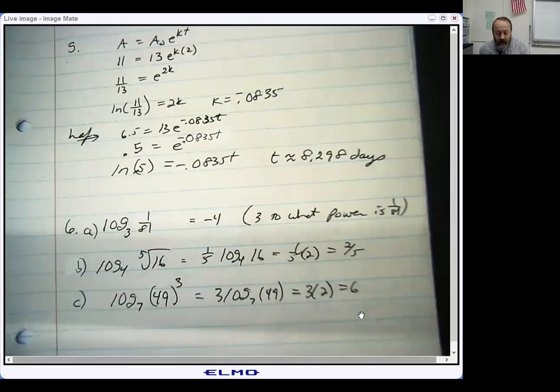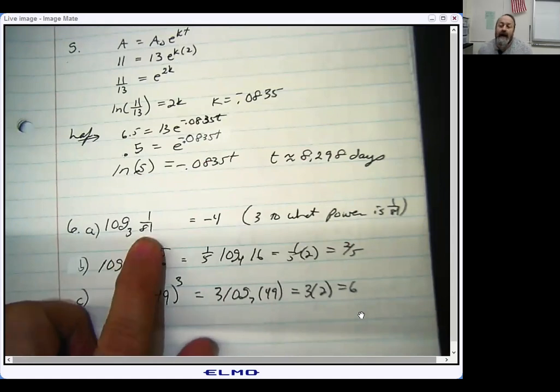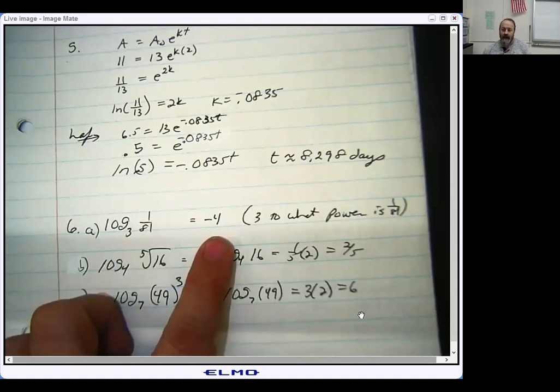So, hey, the log base 3 of 1 over 81. Well, you know that 3 to the 4th is 81, I hope. Or you could figure it out: 3 times 3 times 3 times 3 is 81. And of course, it was upside down, so it's going to be -4.